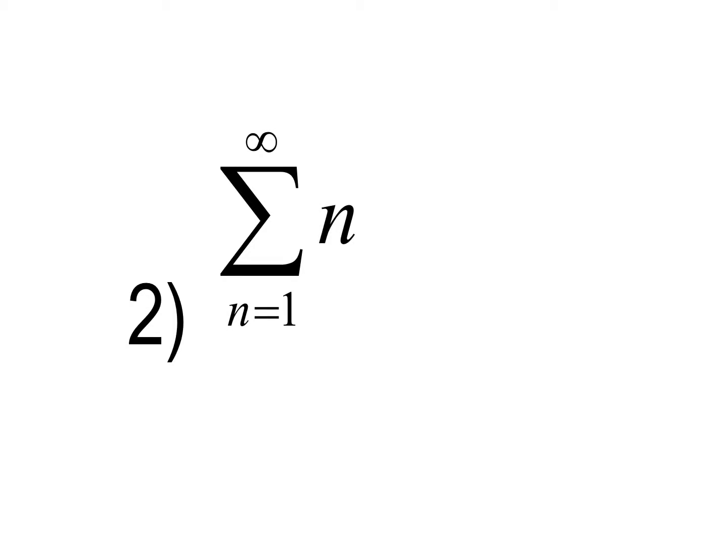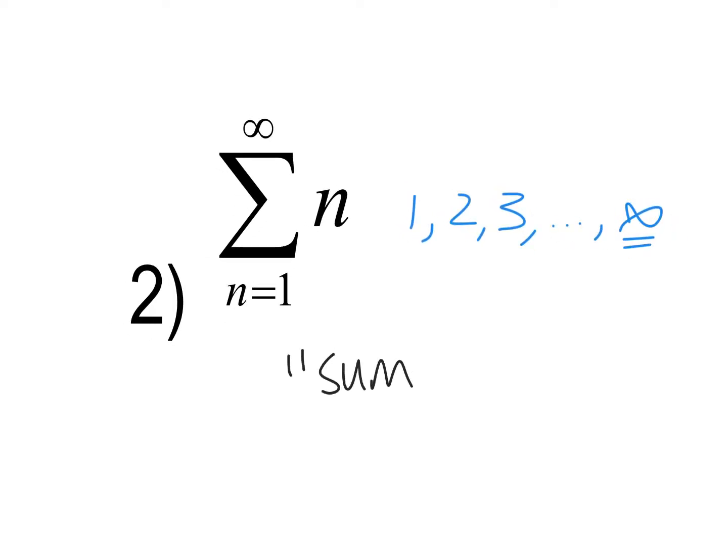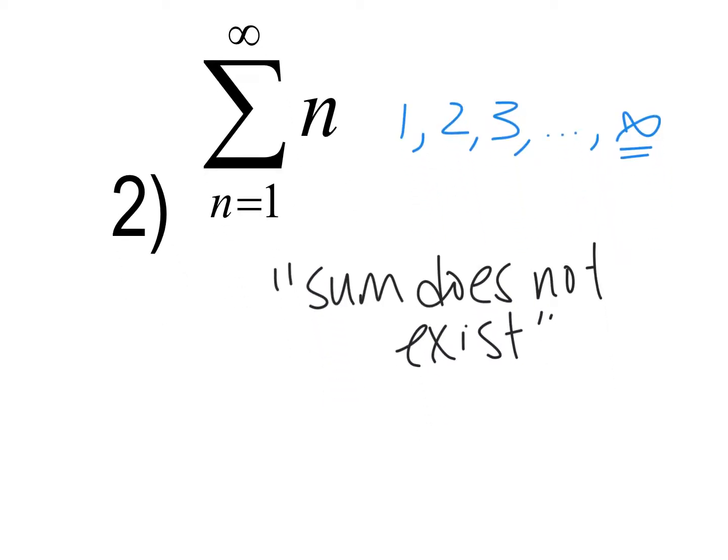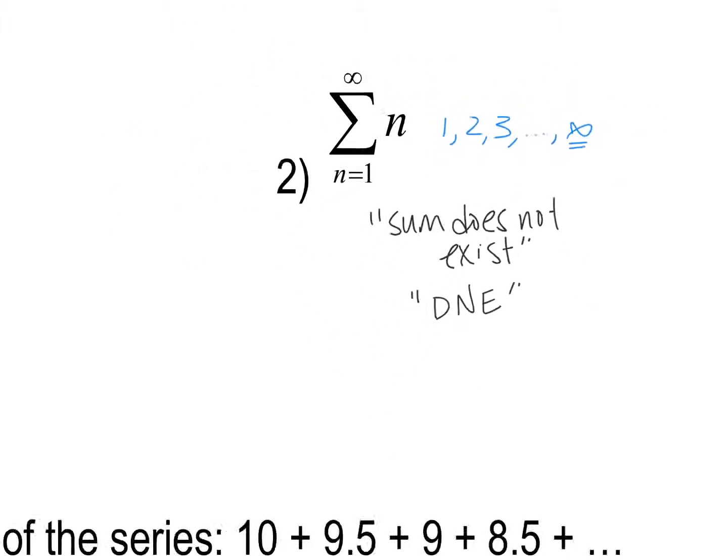Okay, let's look at the second one. This one means start by plugging in 1, then plug in 2, then plug in 3, and then stop at, oh boy, an infinity symbol. You can't add up all the numbers to infinity, so there's a technical way that we write that. We write the sum does not exist, because there's no stopping point. You would literally keep typing numbers in your calculator forever. Another symbolic notation that you'll use in calculus all the time is DNE, does not exist. That's an important one.